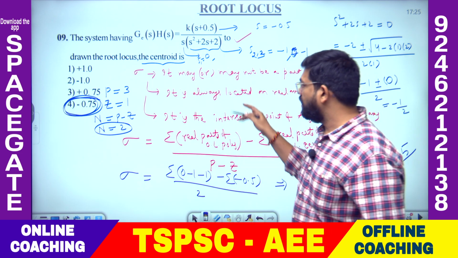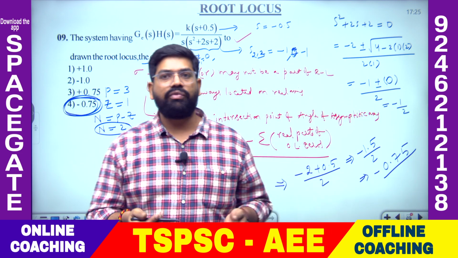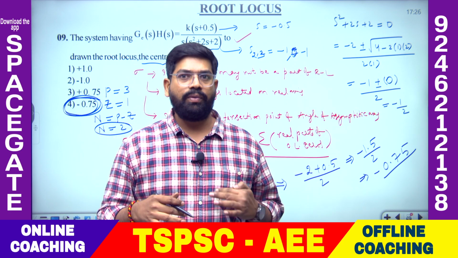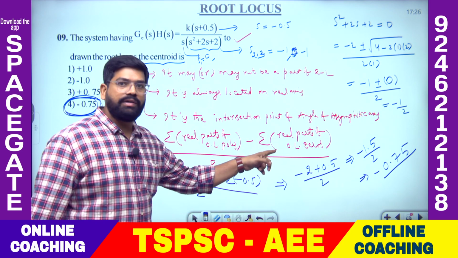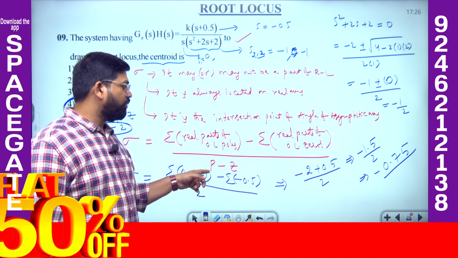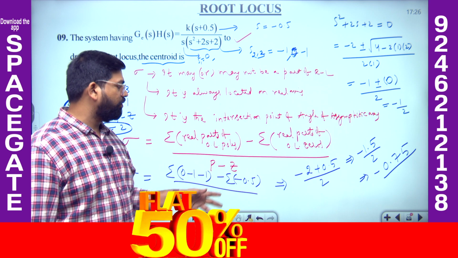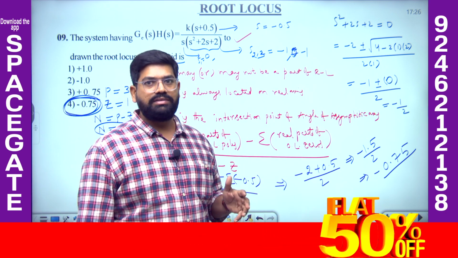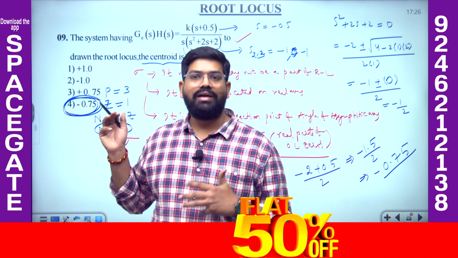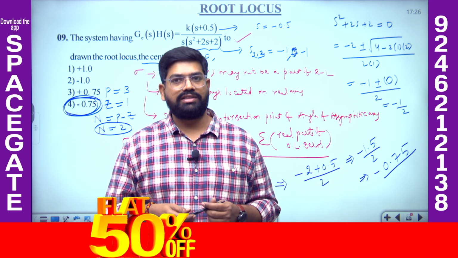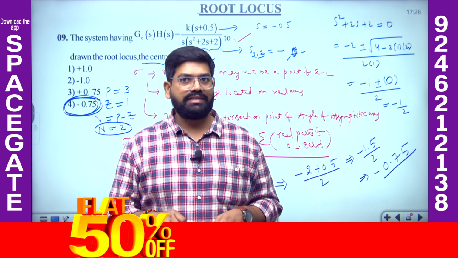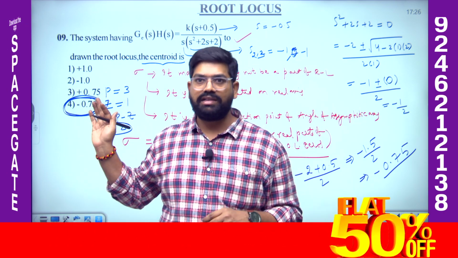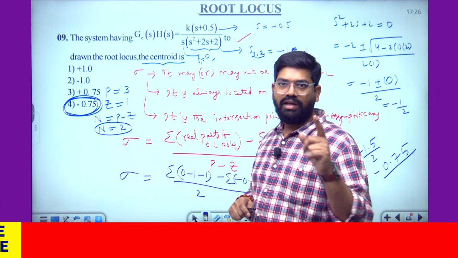Okay, centroid description we gave, and how to find centroid here? Sum of real parts of open loop poles minus sum of real parts of open loop zeros by number of poles minus number of zeros. If you follow that, we get the centroid quantity. Okay, centroid may or may not be a part of root locus, but it is always located on the real axis, because we are considering only real parts. So, for this question what is the right answer? Minus 0.75 is our answer.